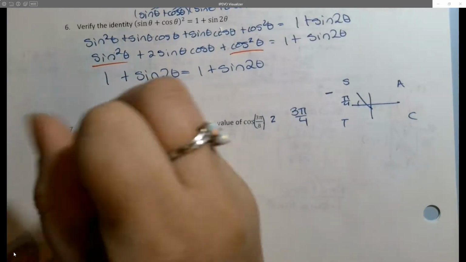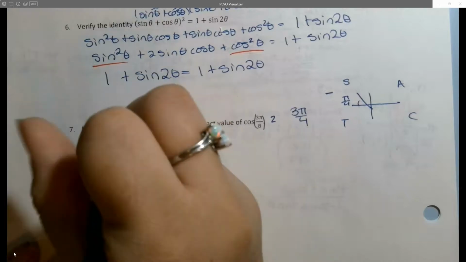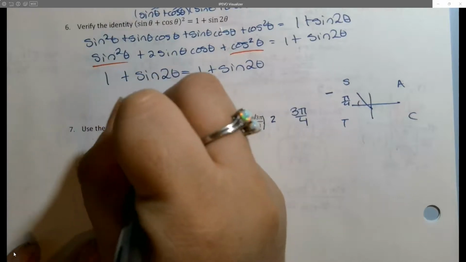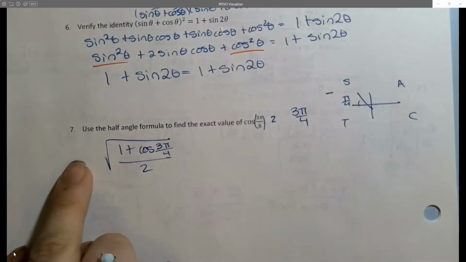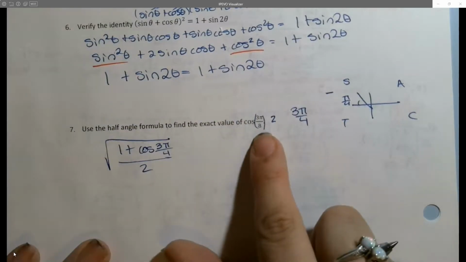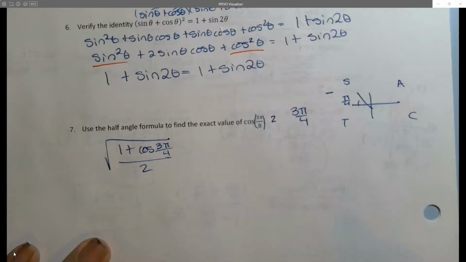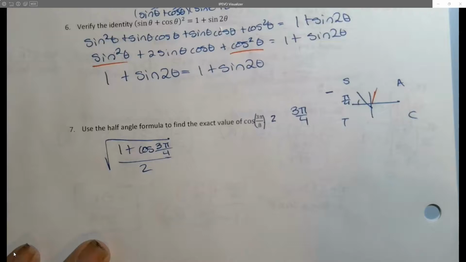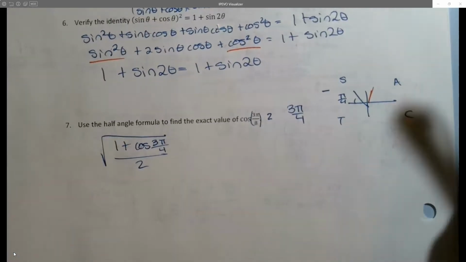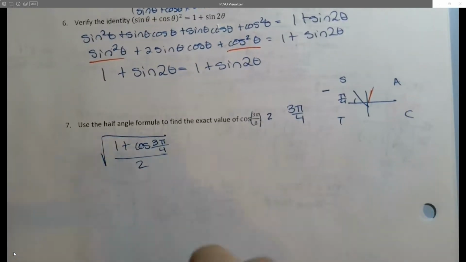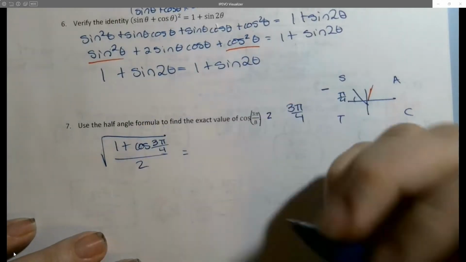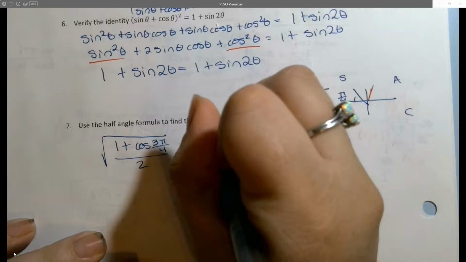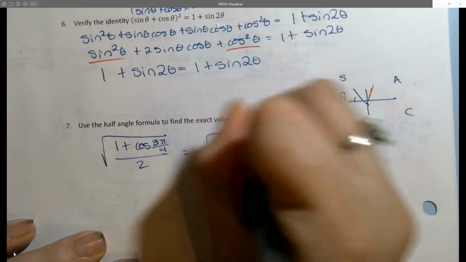So I have the square root of (1 plus cosine 3 pi fourths) over 2. This is going to be a positive on the outside, because 3 pi eighths is, let me draw this one in red, right here. So that is in the first quadrant, so it's still positive. When I go to evaluate the 3 pi fourths, however, that will be the one that's negative. So I have in my square root (1 minus square root of 2 over 2) over 2.